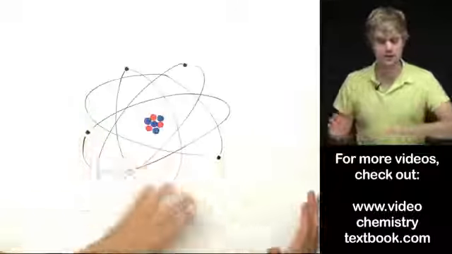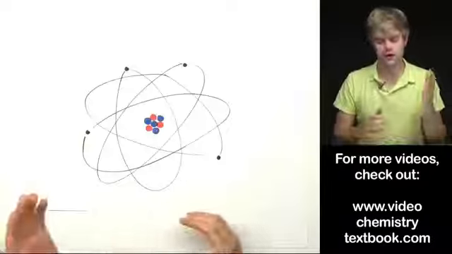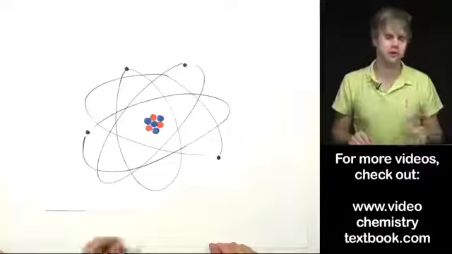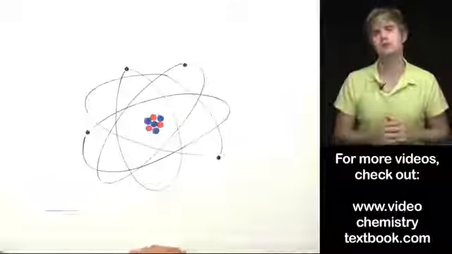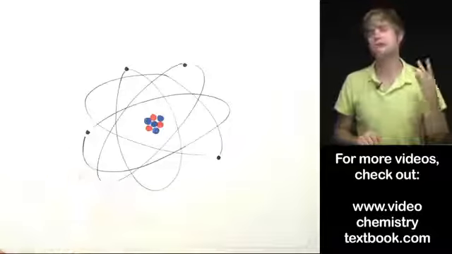Anyway, now that we've talked about what an atom looks like and the particles that make it up, we can go and discuss some of the characteristics that we can use to describe atoms. These are things like atomic number, mass number, and net charge.